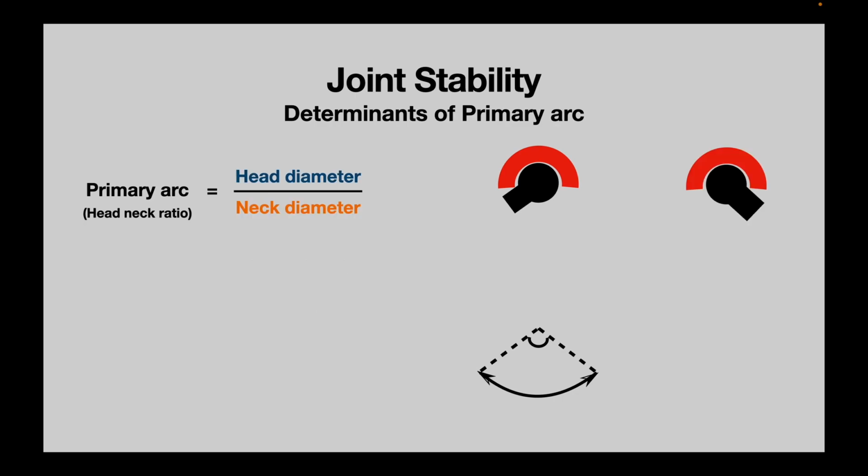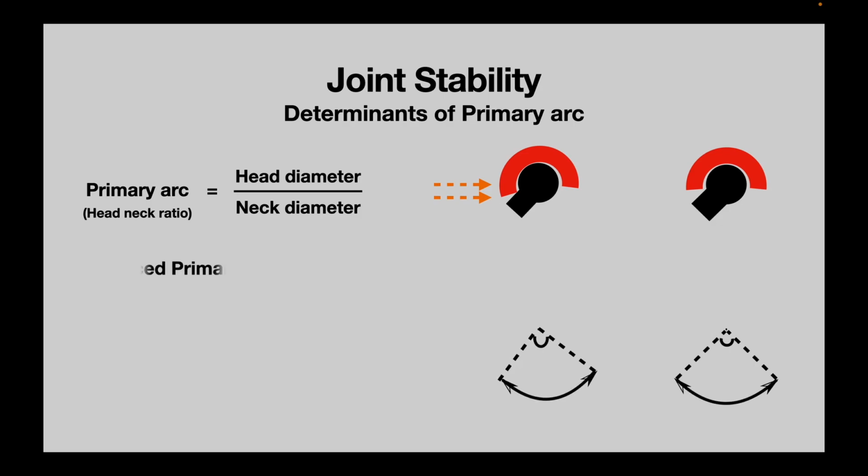Let's now see what happens if the primary arc is reduced. Here, we have reduced the primary arc by increasing the neck diameter. The neck now impinges on the acetabulum at a smaller angular range before beginning to subluxate. We can also see that an elevated acetabular liner has a similar effect. Constrained liners, hoods, and neck skirts also reduce the primary arc range.